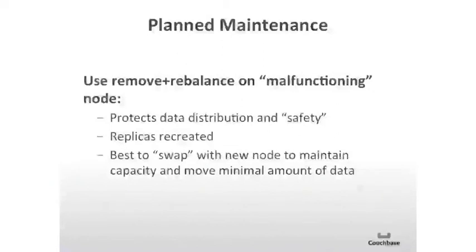If you have planned maintenance that you need to do, removing and rebalancing the node and/or swapping it with a new one is going to ensure that the data is replicated throughout the entire process, and make sure that those replicas are kept up to date so that if there is a failure at any point, you have a full copy of the data.